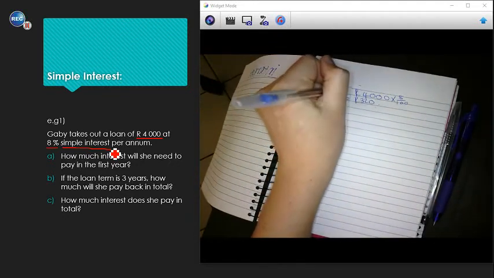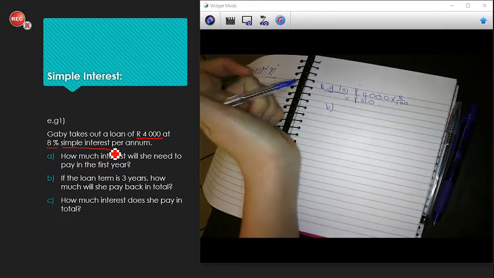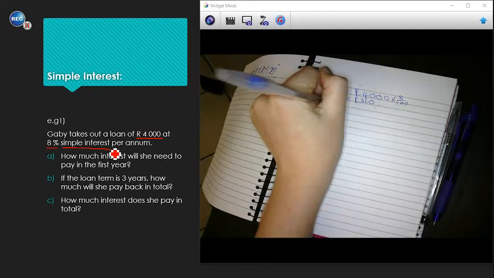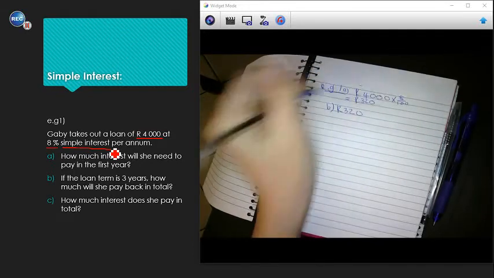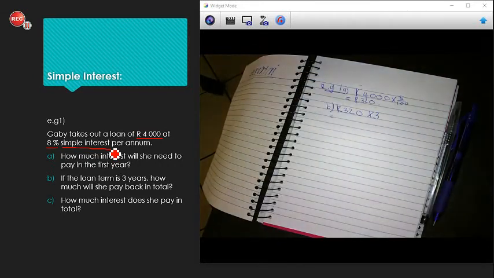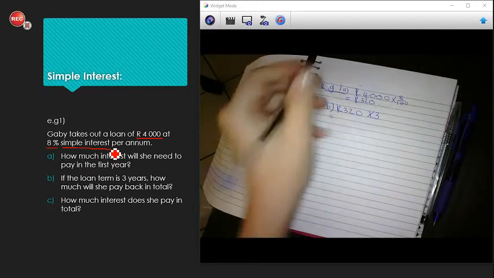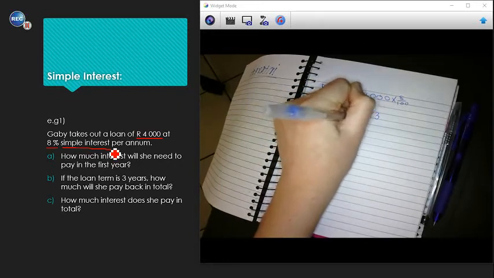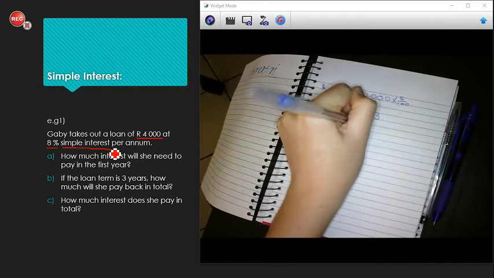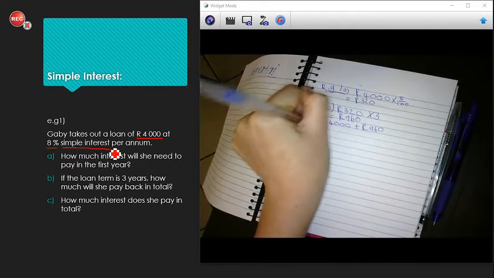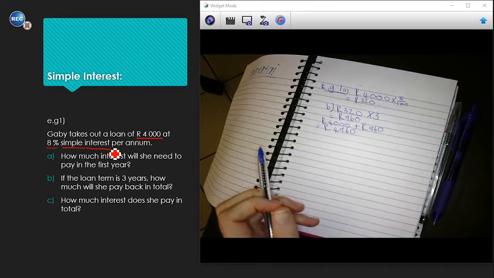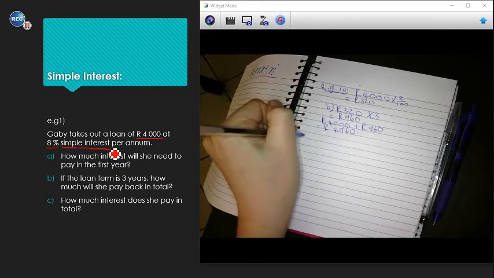So question B, if the loan term is 3 years, how much will she pay back in total? So in other words, she'll pay this interest amount 3 times, once every year. And when we calculate that, we get 960 Rands worth of interest. So she'll have to pay back the 4,000 plus the 960, which will be 4,960 Rands.